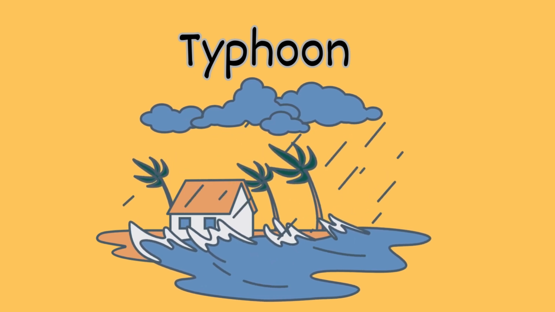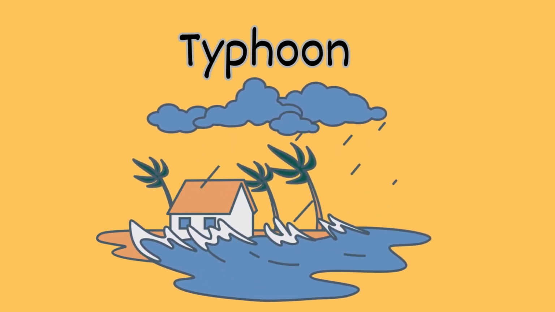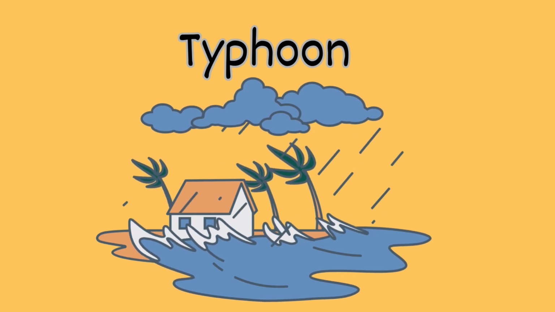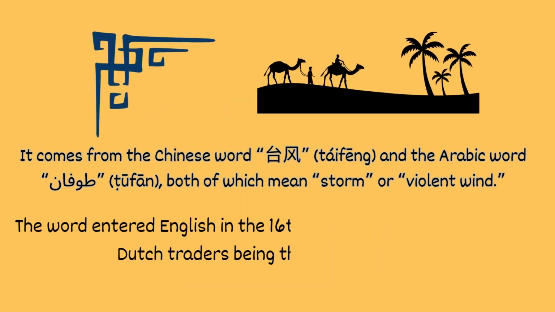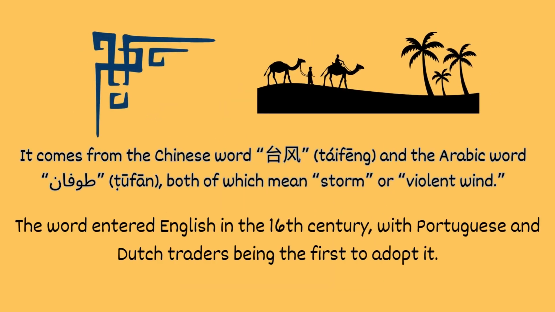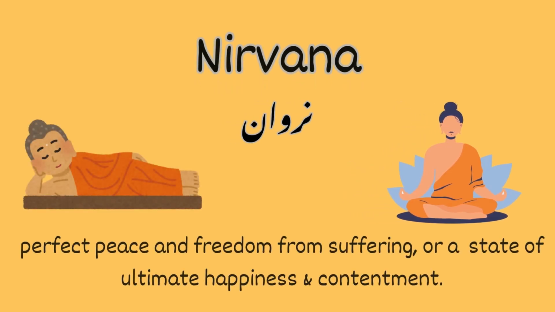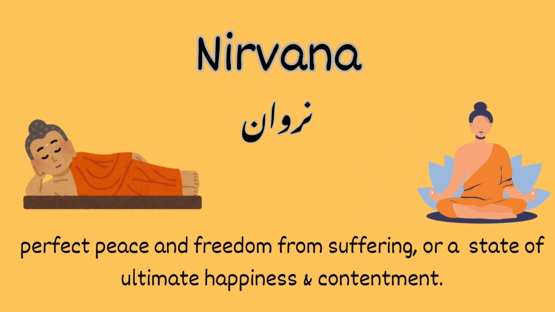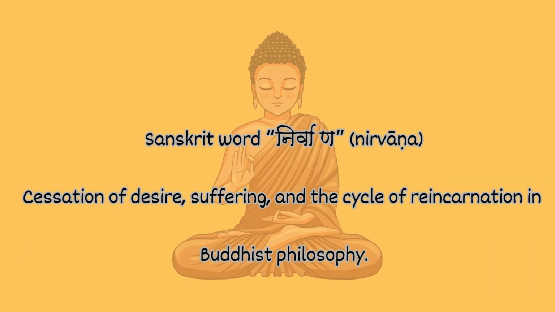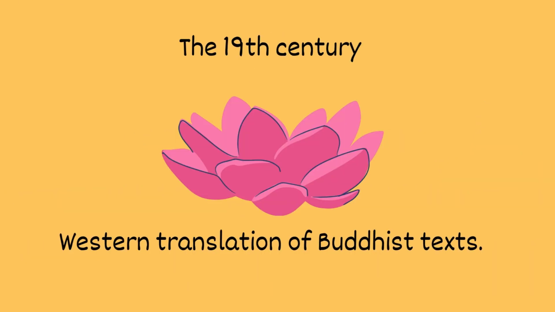Typhoon. In English, the word typhoon is used to describe a powerful tropical storm. The word typhoon has origins in both Chinese and Arabic. Nirvana. In English, nirvana denotes a state of perfect peace and freedom from suffering. The word nirvana comes from the same word in Sanskrit. The word entered English in the 19th century through the Western translation of Buddhist texts.